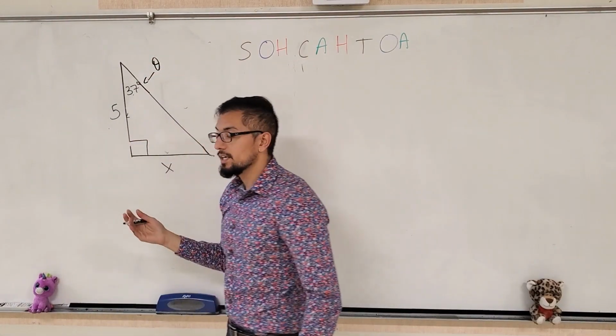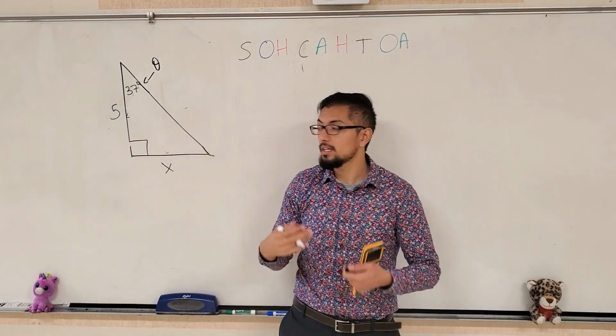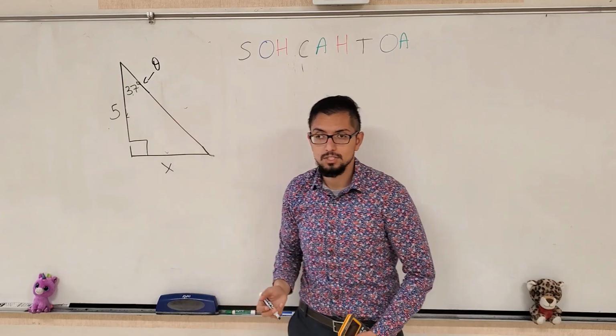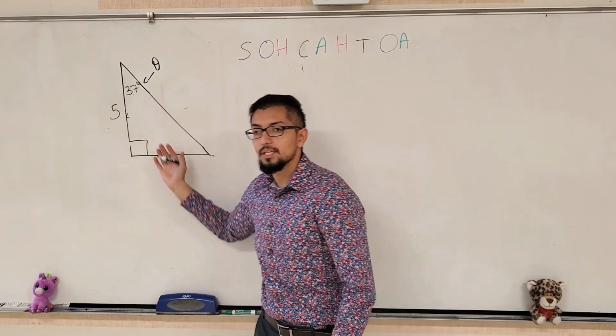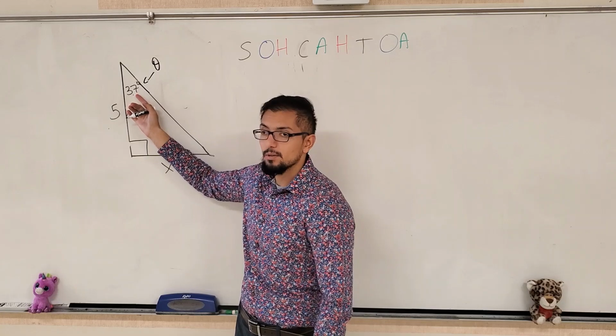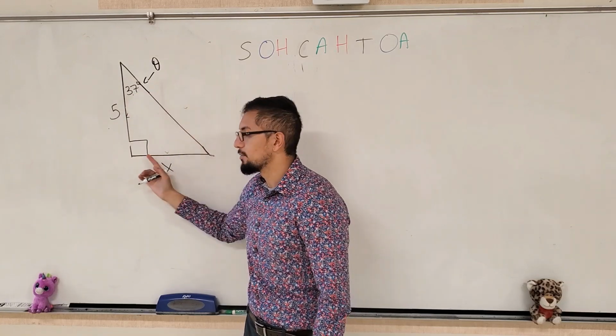Just a warning, 90 degrees will never be the angle you name theta through this process. It just so happens that the triangle will always have a 90 degree angle. If you have another angle like 37 degrees, that will be theta. It will never be 90 degrees.